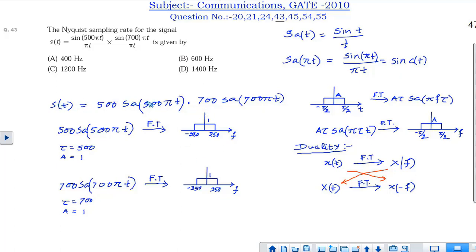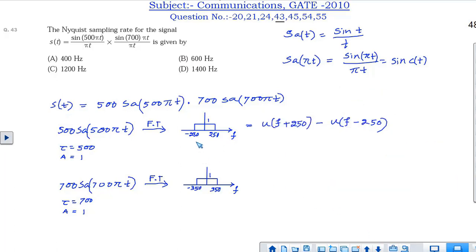Now the signal s(t) has two factors that are multiplied in the time domain. What will be the spectrum S(f)? For S(f), these two signals' Fourier transforms are this one and this one respectively. So the convolution of both will represent the spectrum of this s(t). We can represent this signal in unit step functions as u(f plus 250) minus u(f minus 250). Similarly, this one also we can represent in unit step functions as u(f plus 350) minus u(f minus 350).